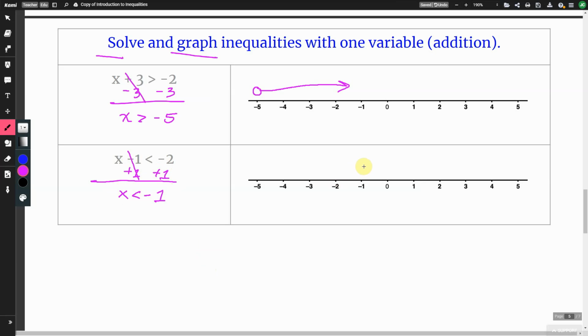Negative 1 is over here. Boom. And less than will be going to here, to all these numbers that are smaller than negative 1. Okay, x can be any number except negative 1. Okay. Boom, one step. Same thing as an equation, except now we're just doing a little bit extra.